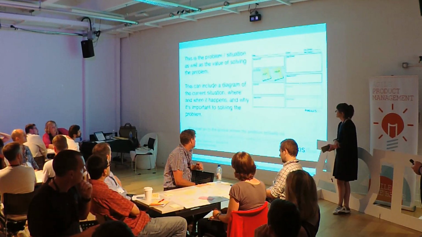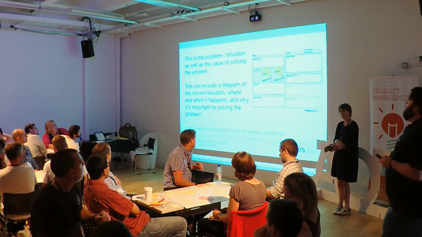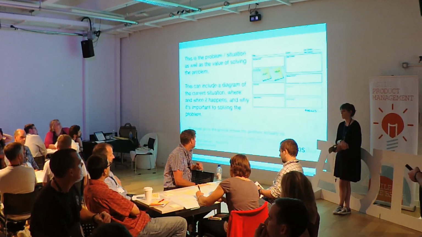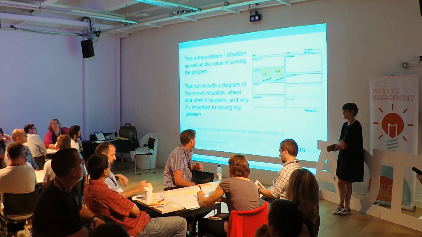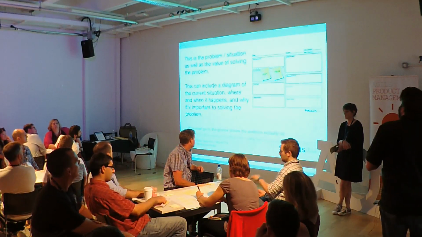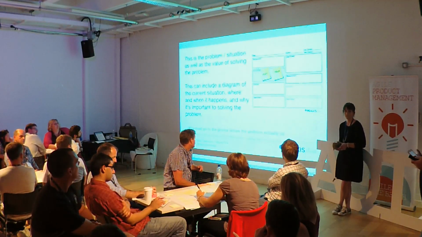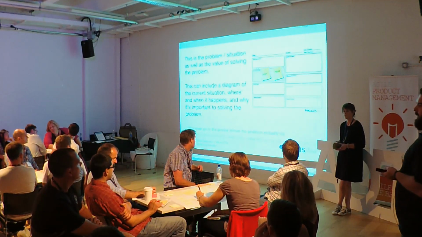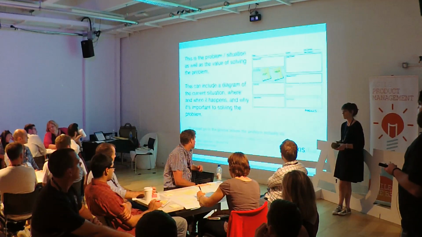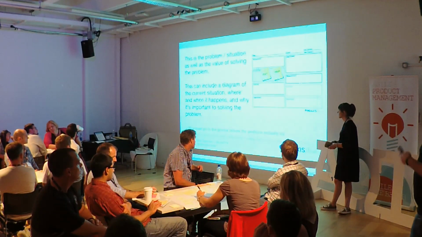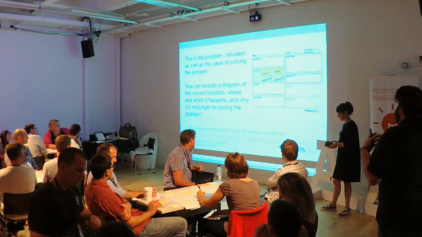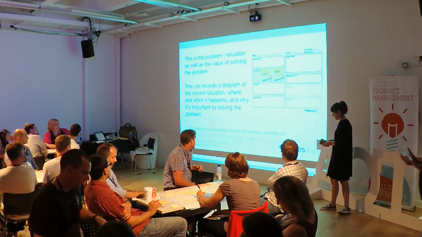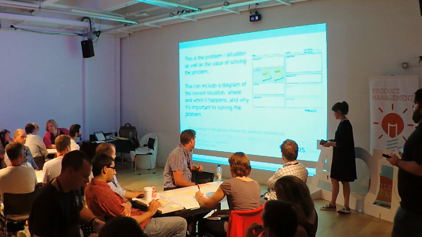And so the current situation is the problem, the situation, so it would be the why and the what of your problem statement that you created. In a lot of cases, this isn't even written. This could be a diagram of the current situation and where and when it happens. The key here is that you must go to the Gemba. You go to where the work is actually being done. You have to observe the current situation. You can't just assume it.